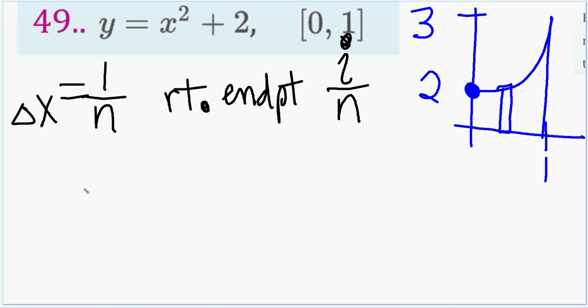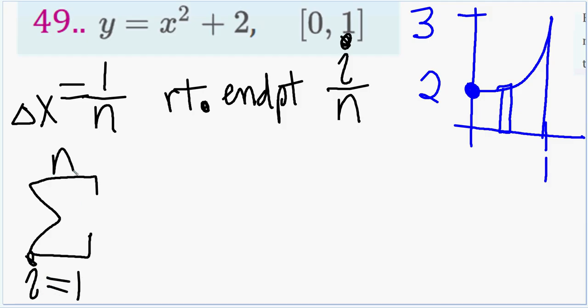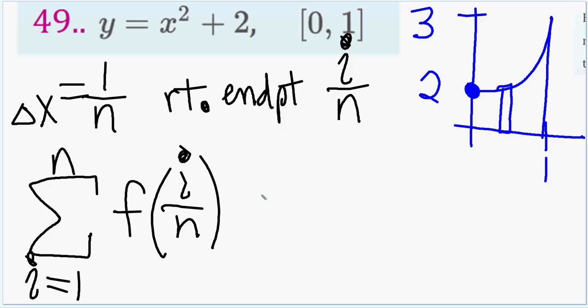So that means if I do this in the notation in the book, we're going to have a summation from i equals the first rectangle to the nth. We will have f of our right endpoints. That's when we put the right endpoints into the function to get the height. So this is the height of any given rectangle. And then the width of our rectangle is our base, 1 over n.